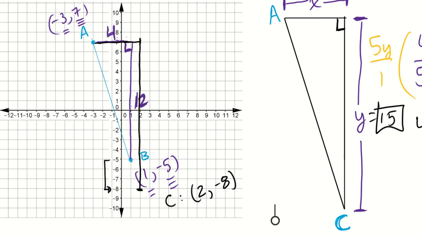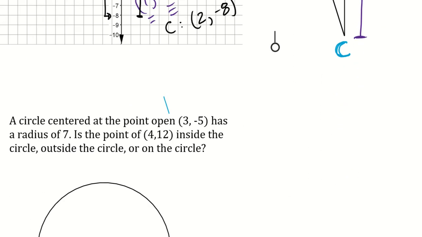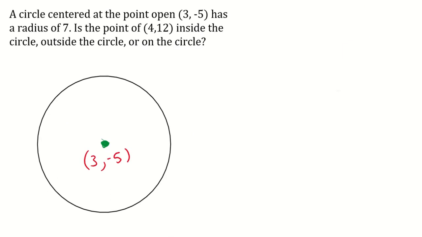The other problem that he talked about looked something like this. In fact, this might have been one of his problems. It says a circle centered at the point 3, -5 has a radius of 7 units. Is the point, and then he gives me some other point, outside the circle? Is it on the circle? Or is it somewhere inside the circle? Where is that point in relationship to the circle? Is it outside, on, or in the circle?